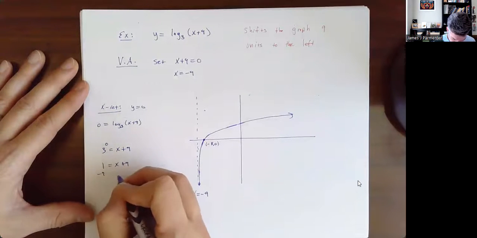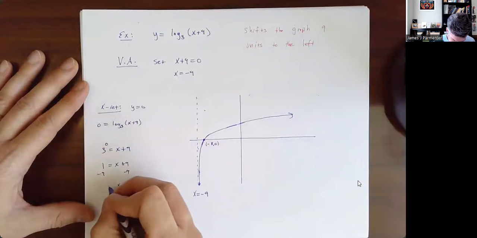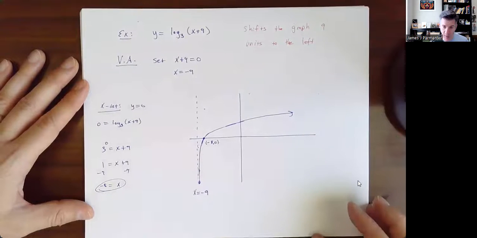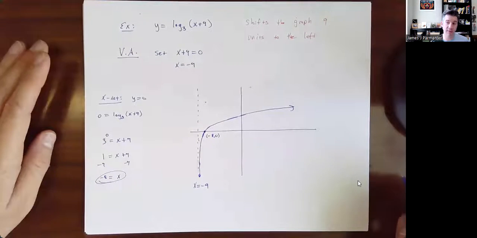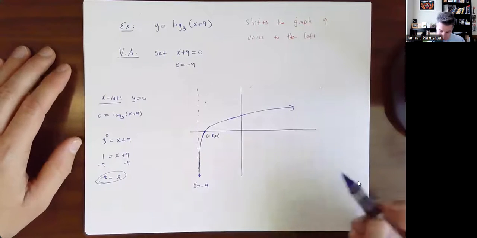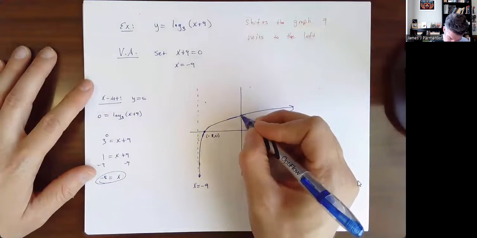And then subtract 9. And 1 minus 9 is -8. So that's my x-intercept, (-8, 0). I will also point out that this logarithmic graph that is shifted to the left has a y-intercept, and we should definitely find it.